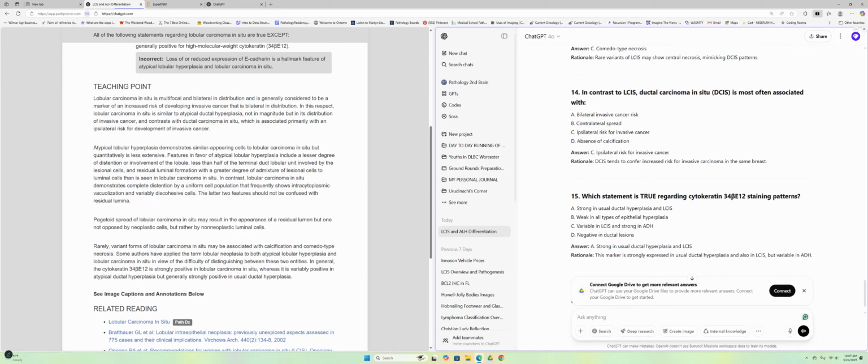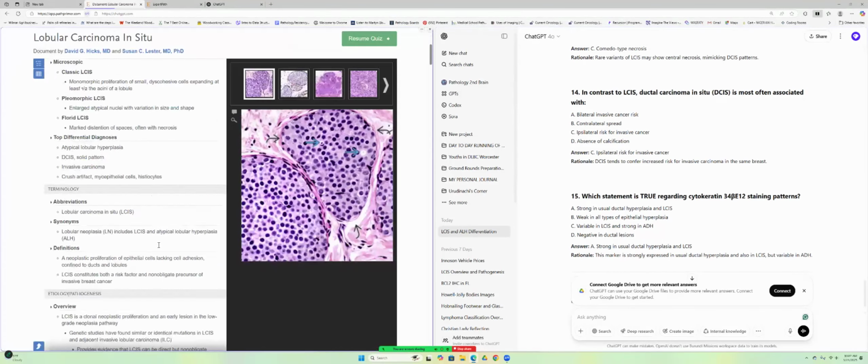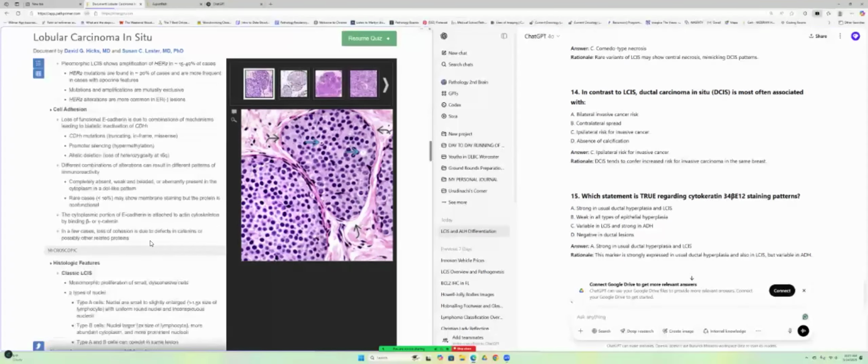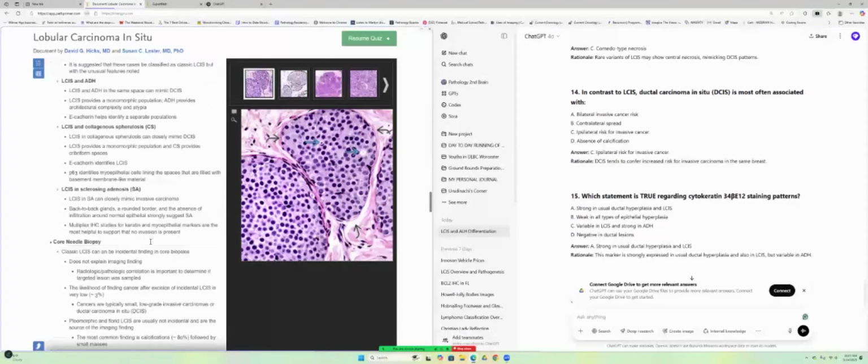Yes, I think LCIS is generally... no, I don't know. What's the management of LCIS, by the way? That's one thing we didn't focus much on, and they can ask it in exams. For LCIS, I think it's just excision. What kind of excision?